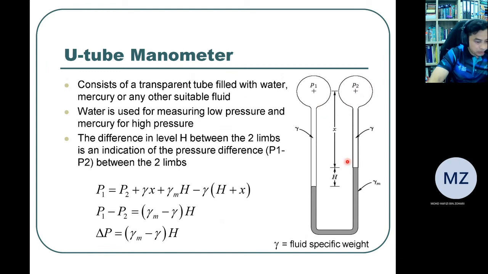So the height difference of the liquid, due to the different pressure here, shows the pressure difference, by measuring the H. But it's not only that information, H is actually the parameter that varies. To calculate the pressure, you must also include the specific weight of the fluid inside here.